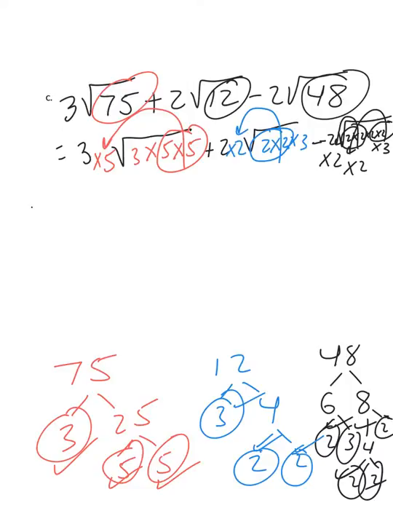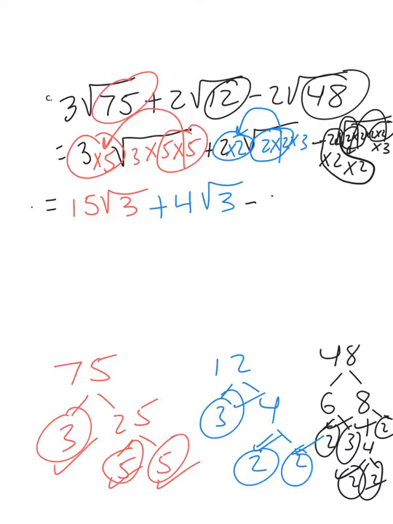In front, I have 3 times the 5 there for 15. Under the square root symbol, we're left with a 3. Plus, next one, 2 times the 2 in front for 4, of course. We're left with a 3 that's not circled, no matching pairs with it. Minus, sorry, I know the one in black here is kind of hard to read, but I have 2 times 2 times 2 for 8. And we're left with a 3 lurking underneath that square root symbol. It's not circled with anything else.